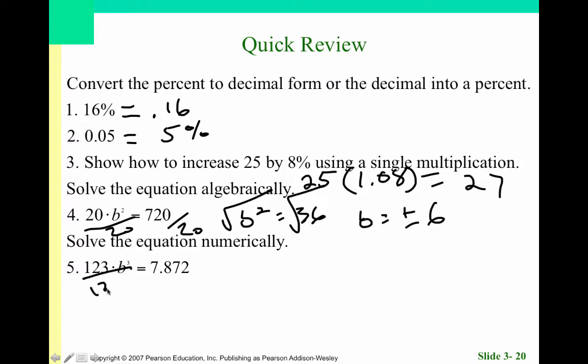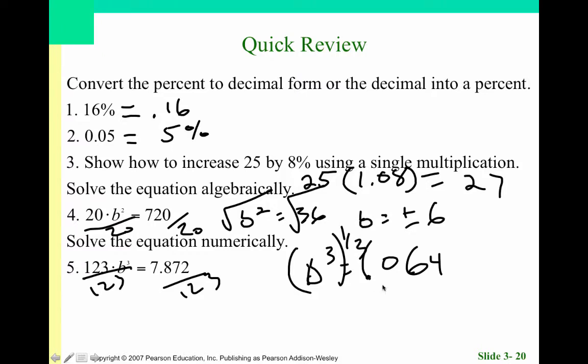This one over here, divide by 123. I get 0.64. I get B cubed equals 0.064. At this point, you can take the cube root, or I think it's easier just to raise both sides to the 1/3. Take the answer that's in your calculator, raise it to the 1/3. B is 0.4. So hopefully you remember those little tidbits from previous courses.